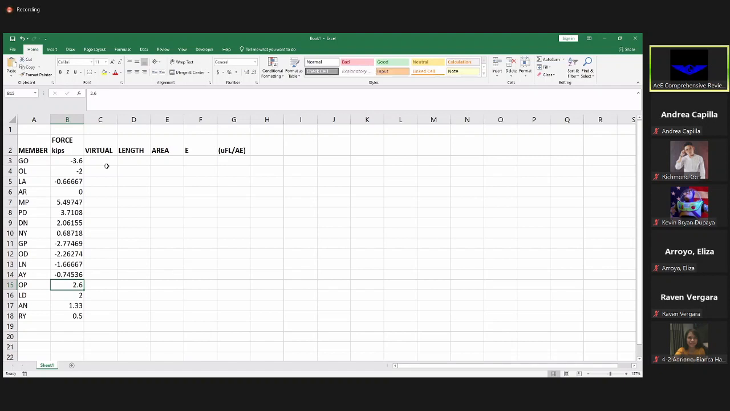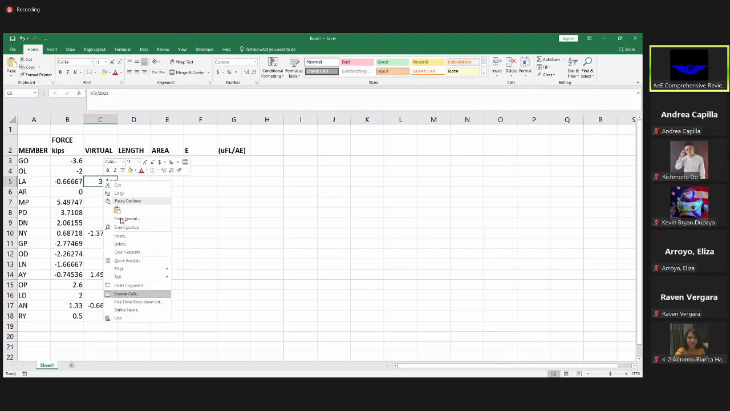So sa virtual method, ganun din guys, kailangan nating i-input yung nakuha natin. Okay, so meron tayong RY is equal to 0, RA na 0 din, NY -1.374368542, AY 1.490711985, AN -2/3, AL 4/3. Okay. So naging date, palitan lang natin format cell number.